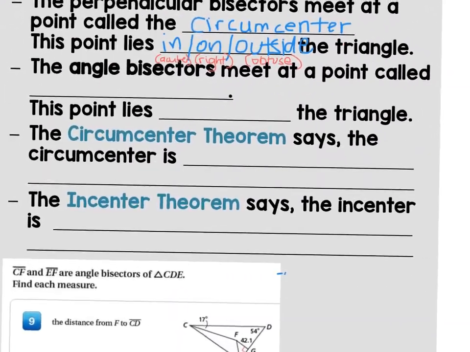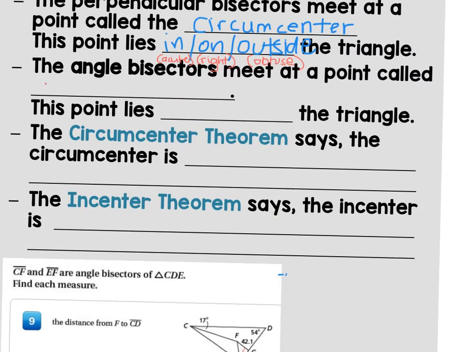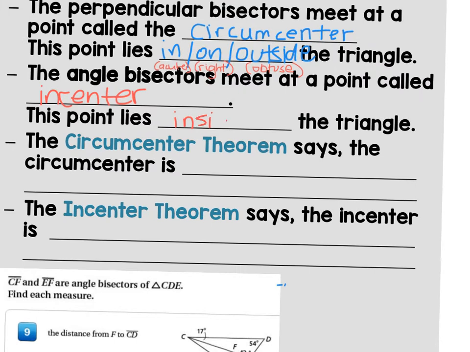The angle bisectors meet at a point called the incenter. And that point lies blank the triangle. Always inside. The circumcenter theorem said that the circumcenter is, good, equidistant from the vertices. So from the circumcenter to each vertex would be congruent.